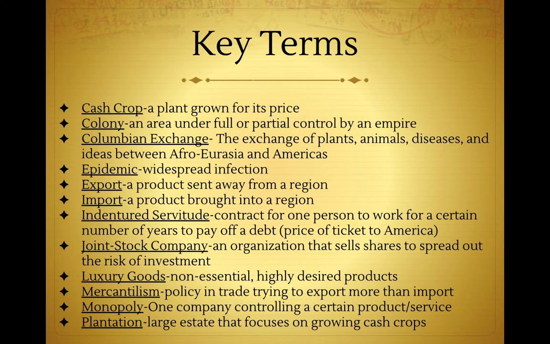Luxury goods are non-essential but highly desired products. One example throughout history has been silk. It's a fabric that's really nice and luxurious, but isn't really something that you need. Mercantilism, this is a policy of trade where you're trying to export more than you import, and you're trying to hoard all that gold for yourself and not let it go to other European kingdoms in general. So you want to have as much in your coffers as you can.